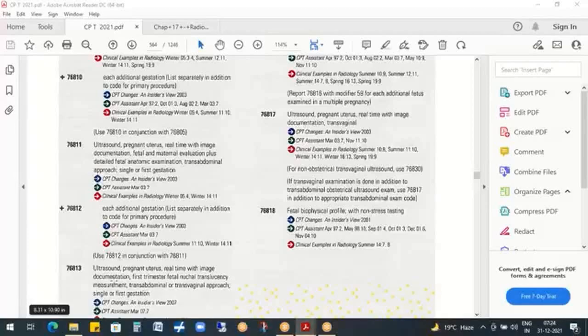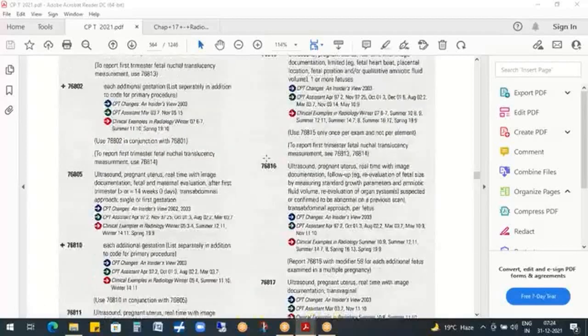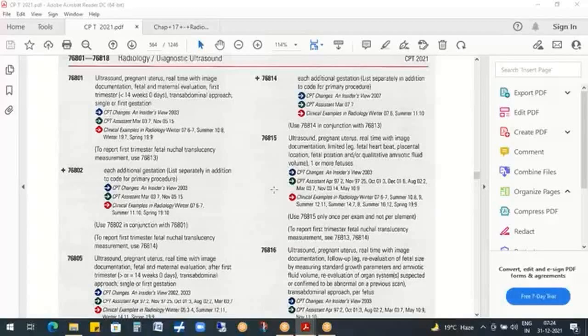detailed fetal anatomical examination. 76813, knuckle measurement. 76815, limited fetal anatomical examination. 76816, follow-up or re-evaluation. Just check the codes for 2 minutes.